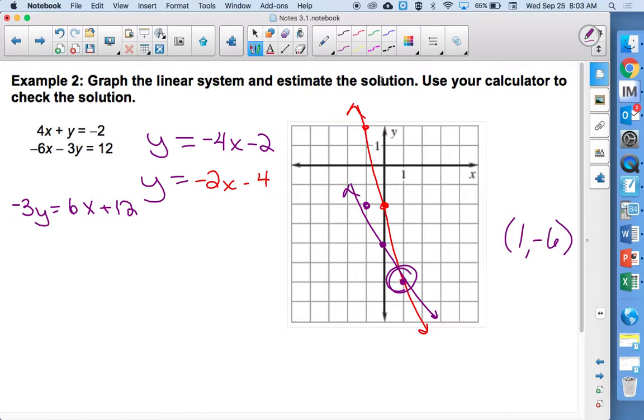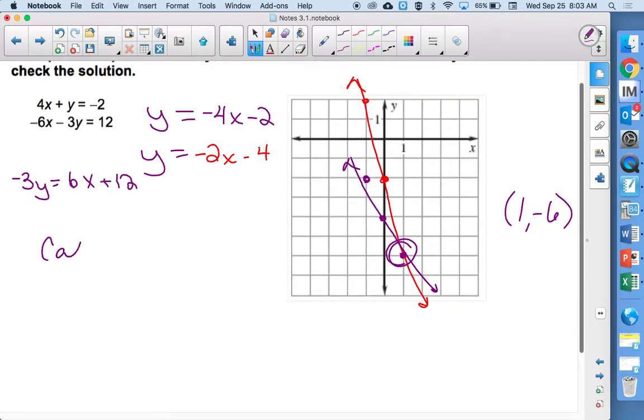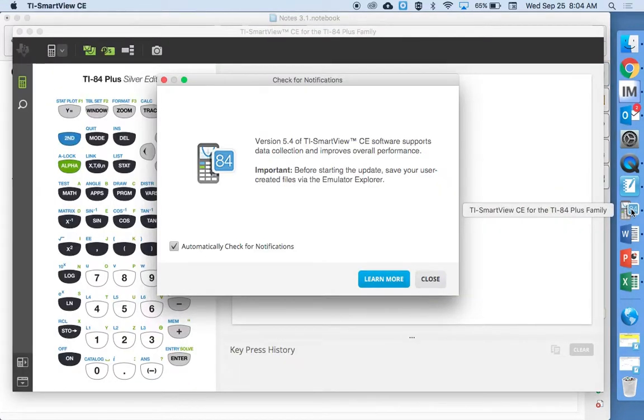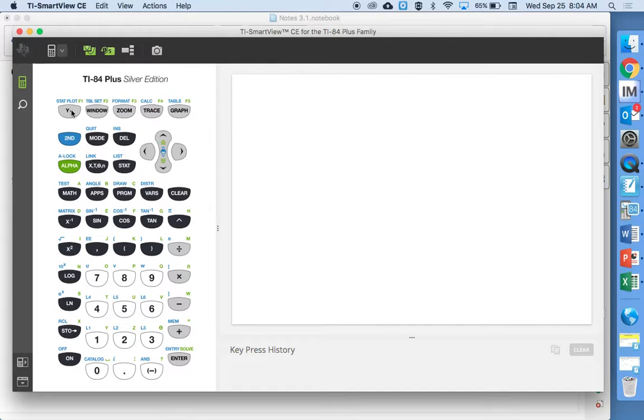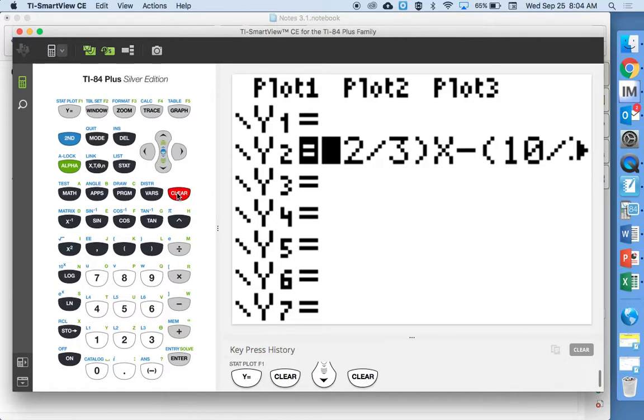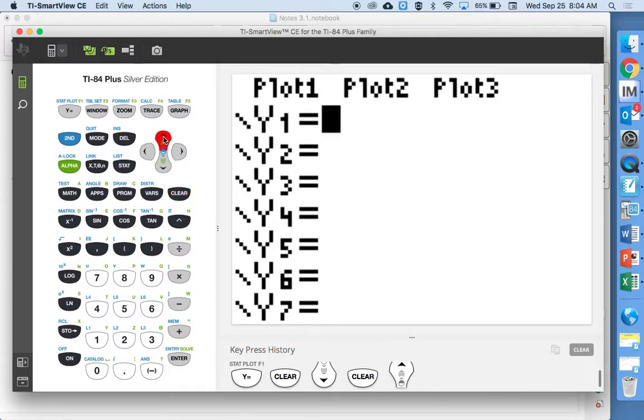So if you go to your calculator, we're going to see if we can check this in the calculator. So we need to enter these equations into y equals. So that would be the first thing that we have to do. So in your calculator, go to the y equals and plug in those two equations that you have solved for y. So both equations need to go in separately, one for y1 and the other one for y2.